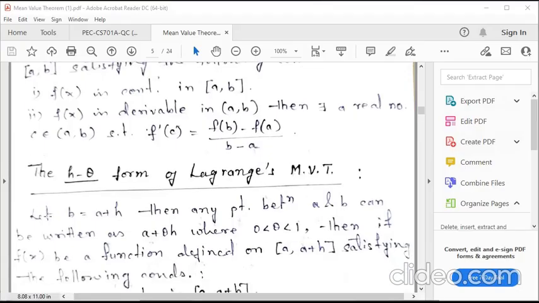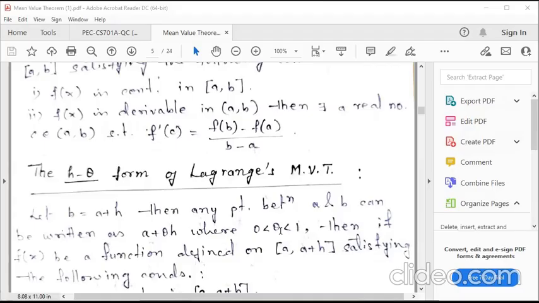What the substitution is: let b equal a plus h. b in this interval is replaced by a plus h, then any point between a and b can be written as a plus theta h, where theta lies between 0 and 1. Is it clear to all of you? I am replacing b by a plus h, where h is an arbitrary small quantity, nothing else. I'm replacing b, the upper limit of the interval, by a plus h. Then any point between a and b, which we are taking as c, c will be a plus theta h, and obviously theta lies between 0 and 1.